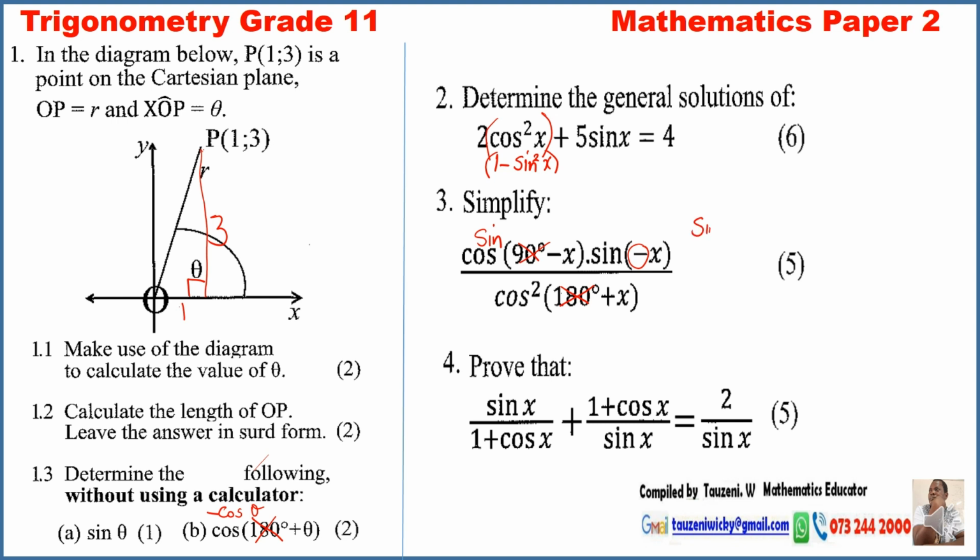So when you are working with a negative angle, the negative simply becomes a coefficient for sine x. That means the sine of negative x is the same as negative sine x. Then the tan of negative x is the same as negative tan x. Then for cos of negative x, the negative simply falls away because in the fourth quadrant cos is always positive.